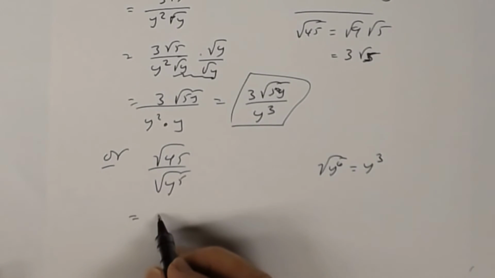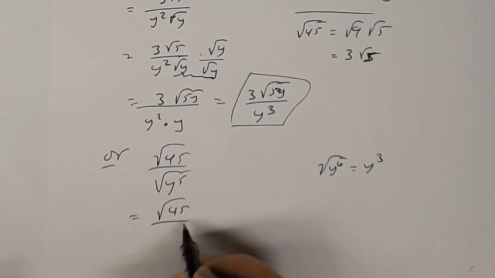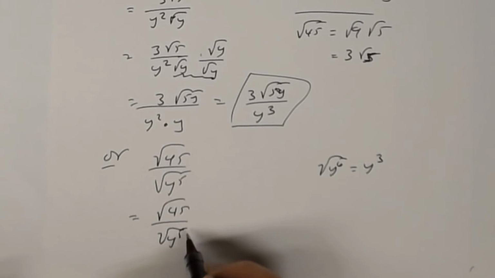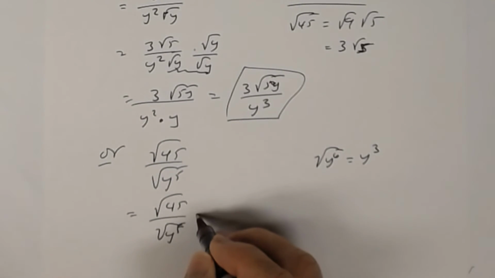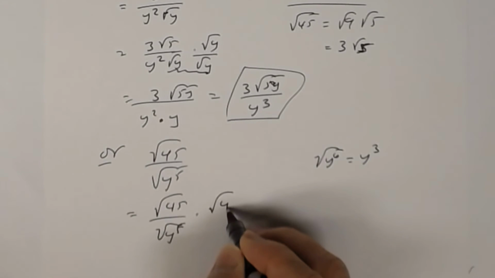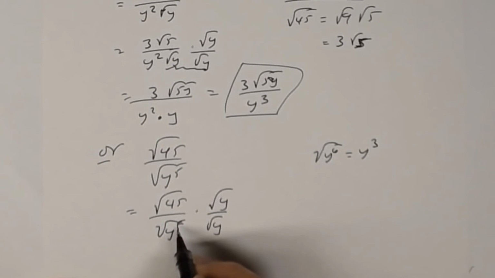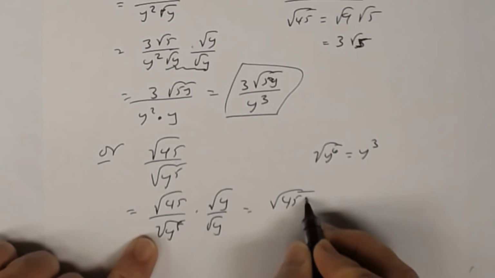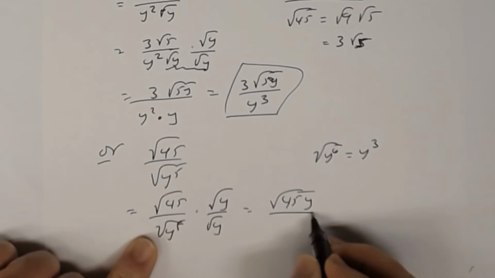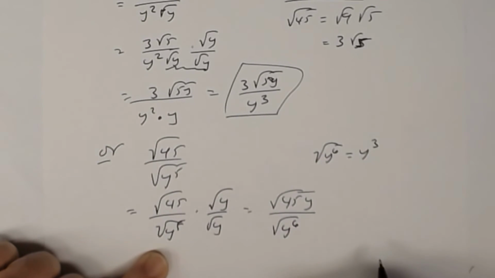So what you can do is this. I'm going to rewrite this over. If you know that right now it's a 5, if this was a 6, then the square root would no longer be there. Then go ahead and say, well, I'm going to multiply both numerator and denominator by the square root of y, because y to the 5th times y is y to the 6th, right? So this becomes the square root of 45y divided by the square root of y to the 6th.